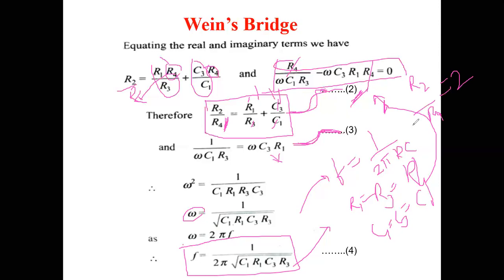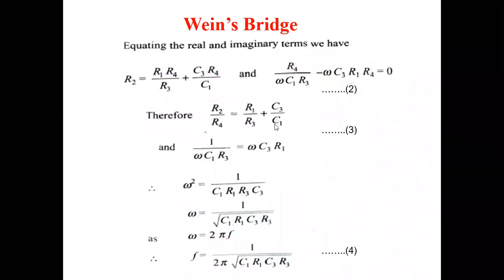So therefore R2 is 2 times R4 and F is equal to 1 by 2 pi RC. In most of the cases, we use this combination that R1, R3 is equal to R and C1, C3 is equal to C, in order to make the circuit very easily. Okay, that is the thing.